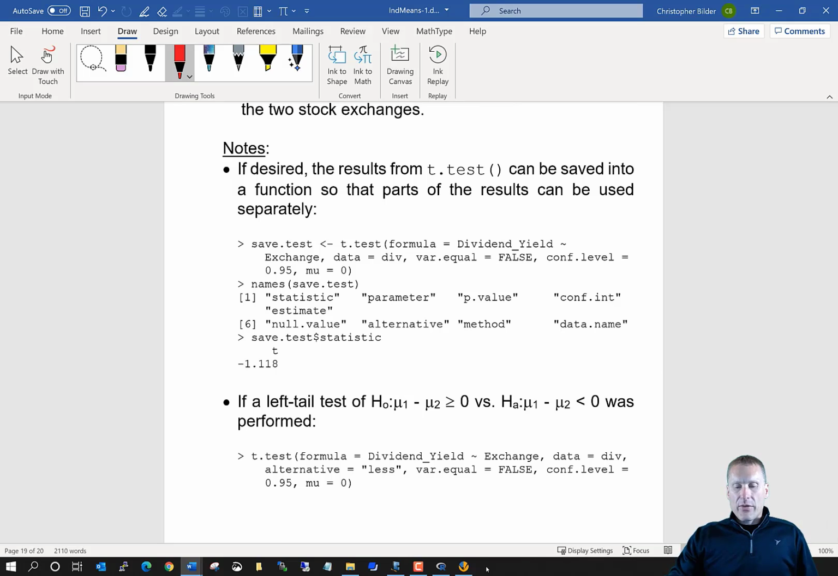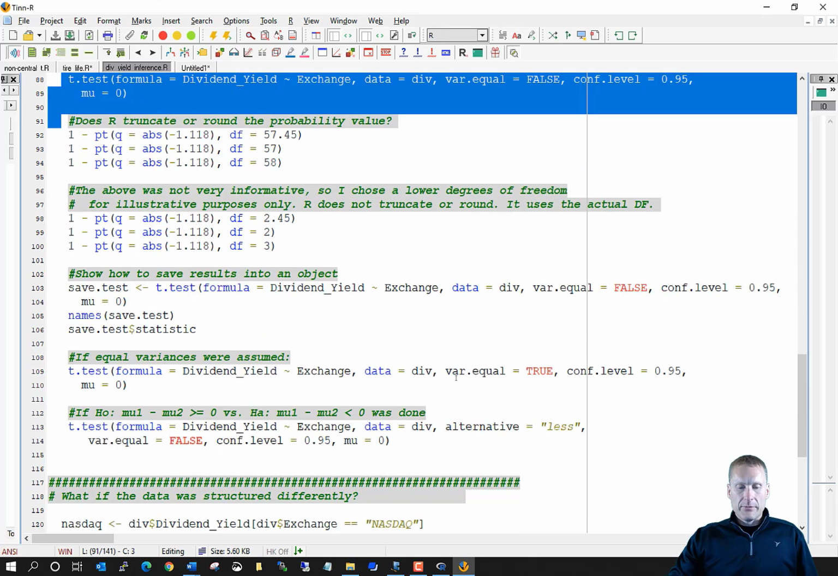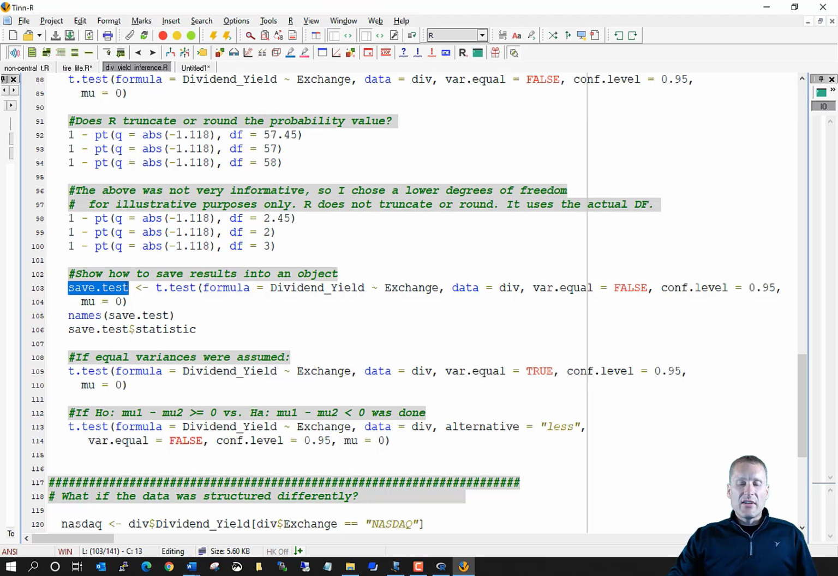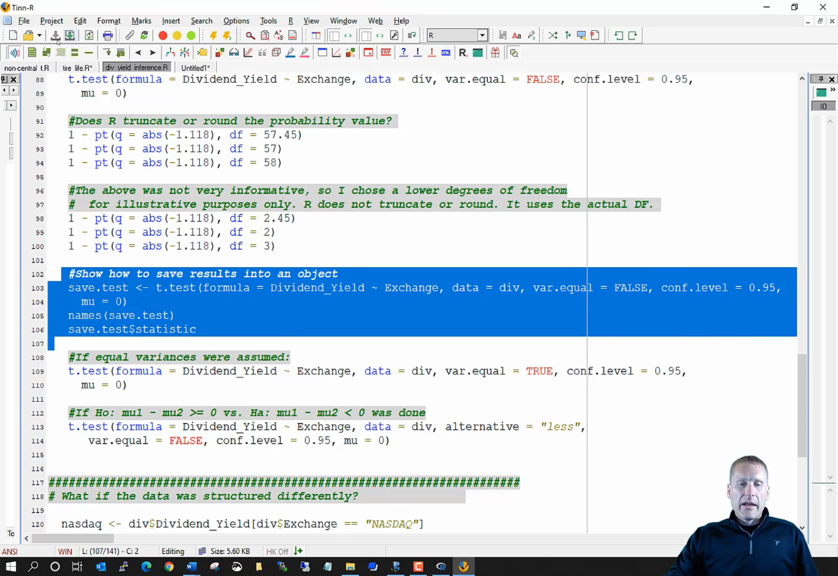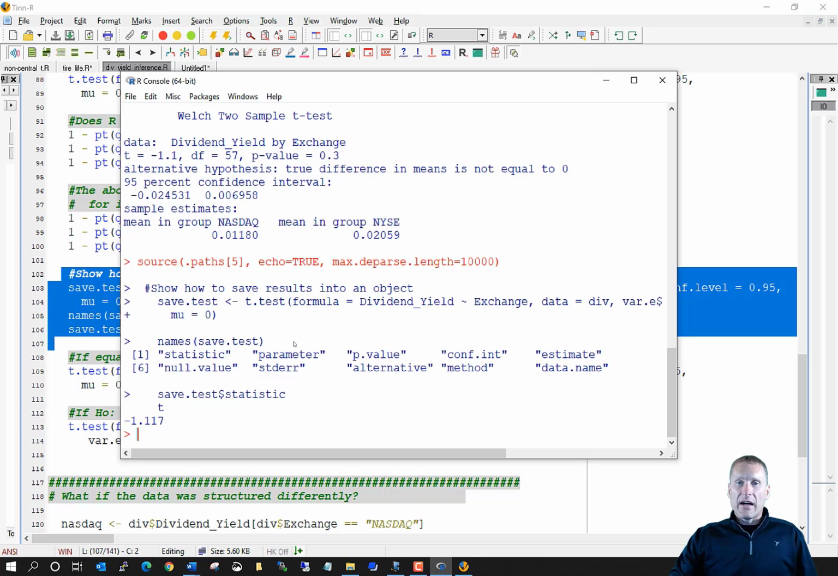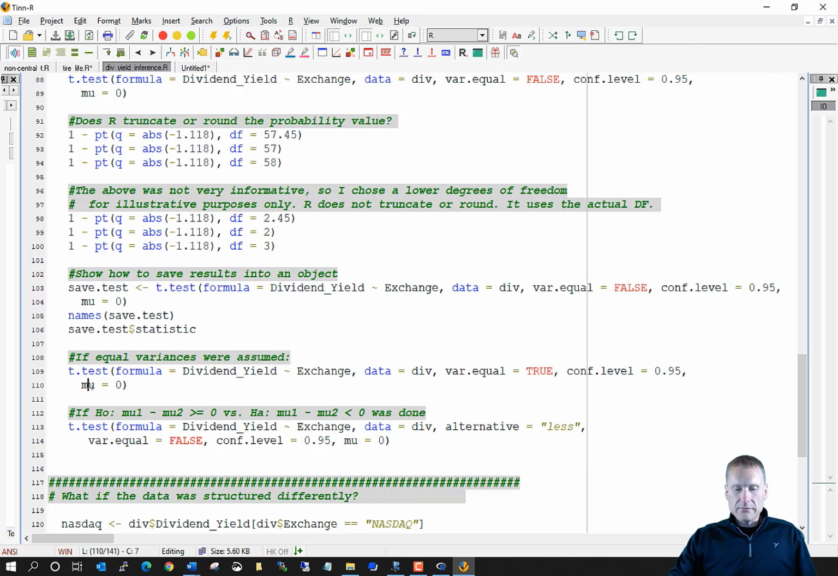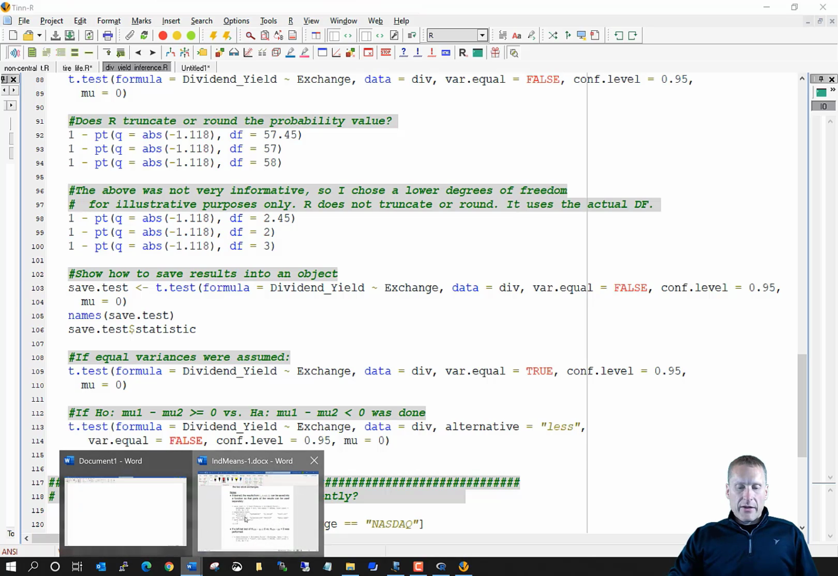Now, a few things here. If we want to, we could actually save the results from t.test into an object. Let's call it save.test for lack of a better name. And then save.test is actually a list type of object using R's terminology. So with that, we can use the names function with it, and we can see how we can get at certain values inside this object. In particular, save.test$statistic is our test statistic that we calculated before.